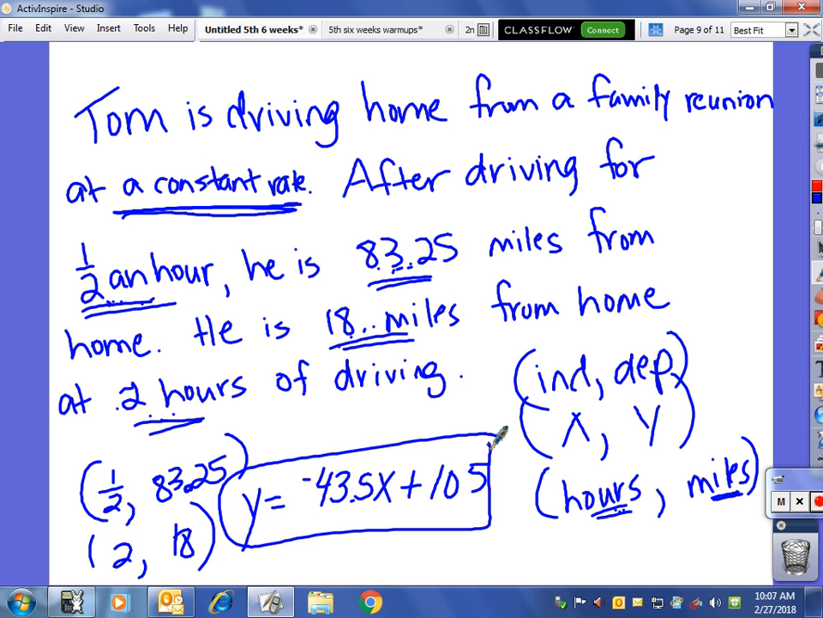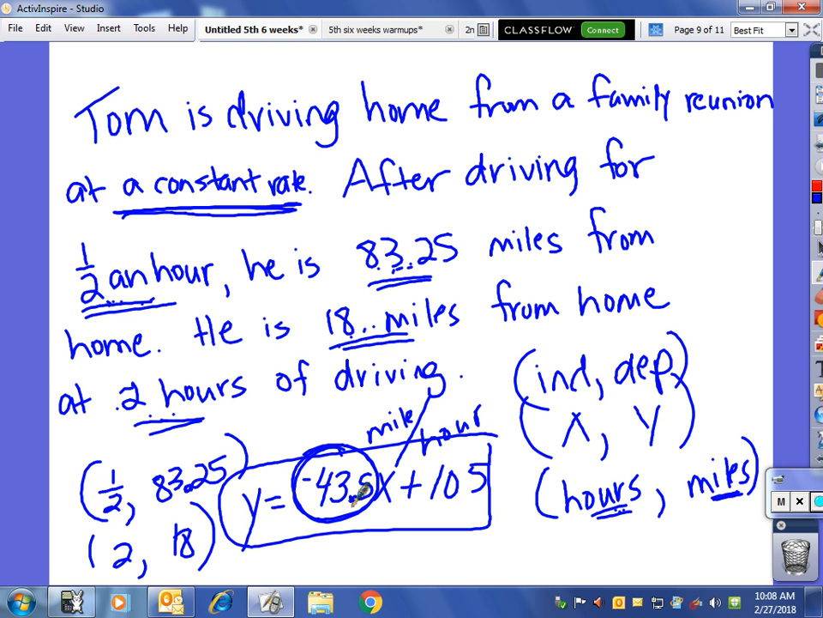Jaquan, wake up. What is the slope? It's basically right here for you. I'm not being that mean. Negative 43.5. What per what? Slope is always a unit. Miles per hour. In other words, this is his rate, his speed.